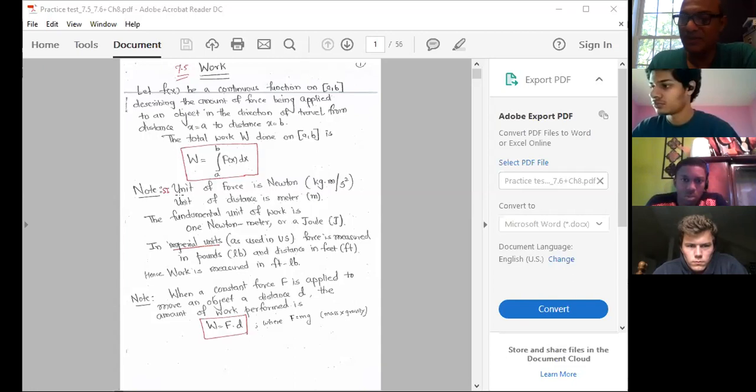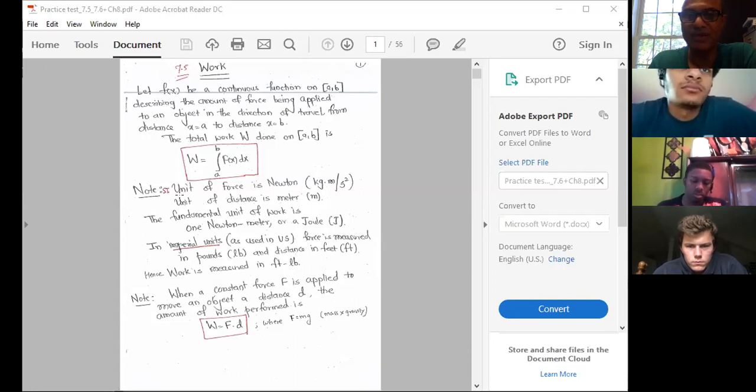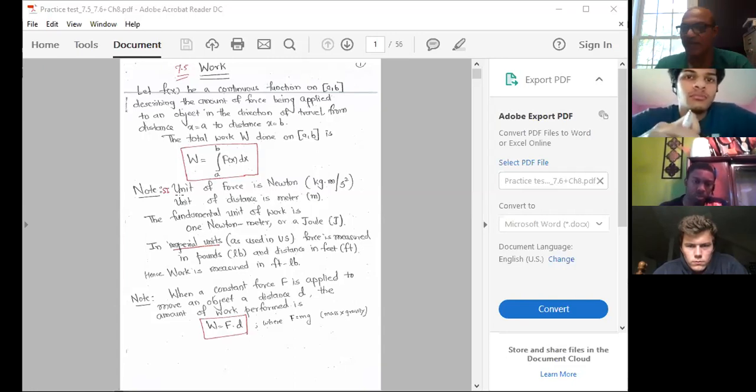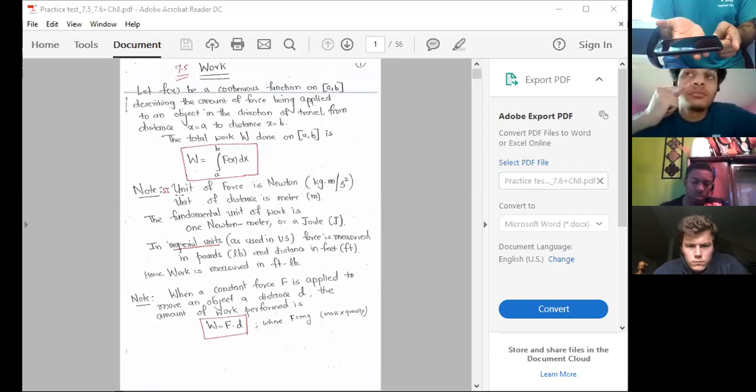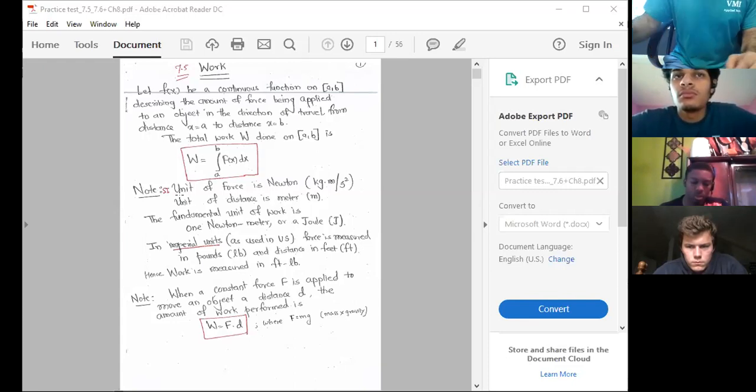So let f(x) be a continuous function on the closed interval a to b, describing the amount of force being applied on an object in the direction of travel from distance x equal to a to x equal to b. The total work W done on [a, b] is W equal to the integral of f(x) dx, x running from a to b. Suppose I have this cell phone, and if I apply some force over here, this object moves like this. Whatever the force I'm applying, whatever the work done on this object, that's what we mean by work done, and it is given by W equal to integral from a to b of f(x) dx.